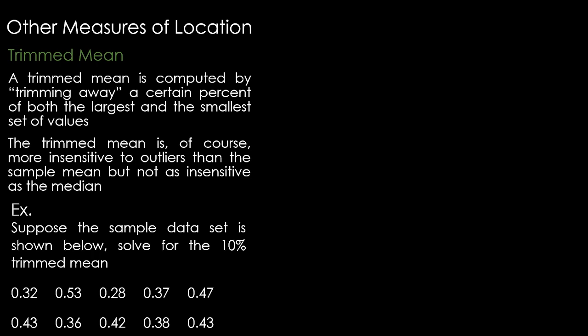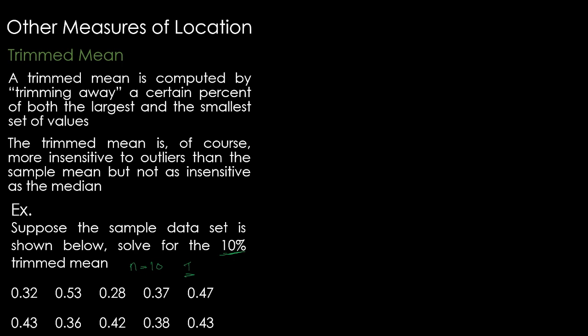For the example, suppose we have the sample data set shown below. We are to solve the 10% trimmed mean. We need to eliminate the lowest 10% and the highest 10% of our samples. But in order for us to determine how many to remove from our sample, we need first to learn what our sample size is. For this given set of data, what is our sample size? 10. In the problem, it's stated that we need to trim 10%. So, we need to find the 10% of our sample size. What is 10% of 10? It is 1.